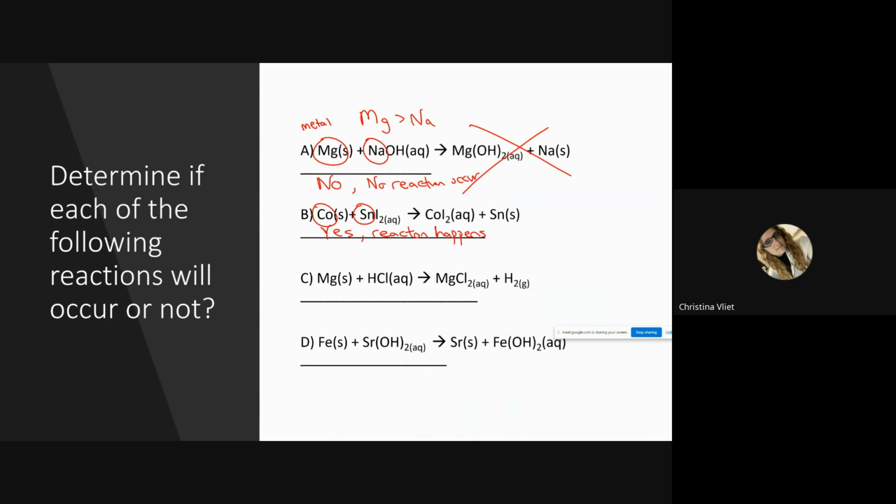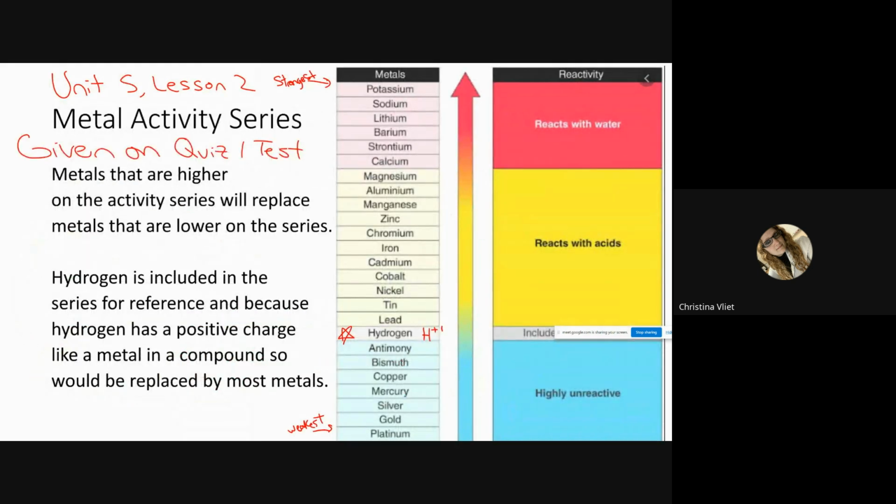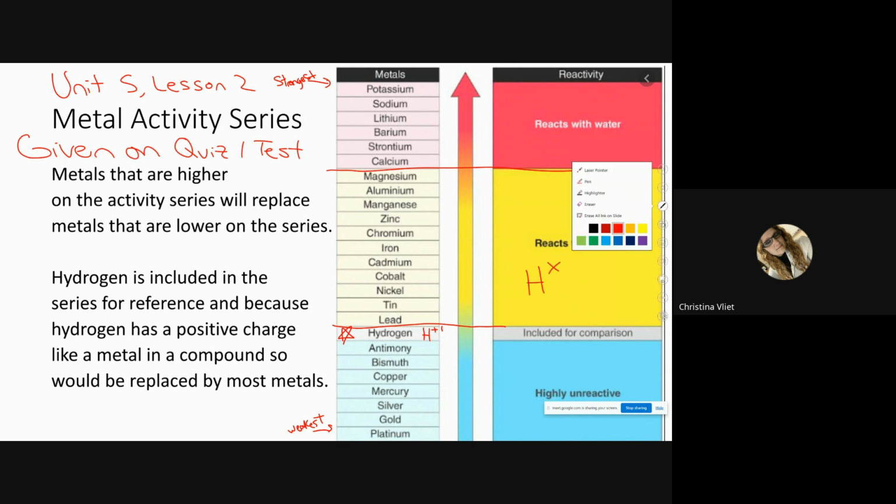Yes, reaction. All right, the third one. I should talk about this a little bit more, back to our list right here. Take a look, there's something on the side here. This says these elements from potassium through calcium are so strong they will react with plain old water. Magnesium through lead are strong enough to react with water and with acids. That means with these, with H in the front. So you may want to fill that in, that they react with acids.